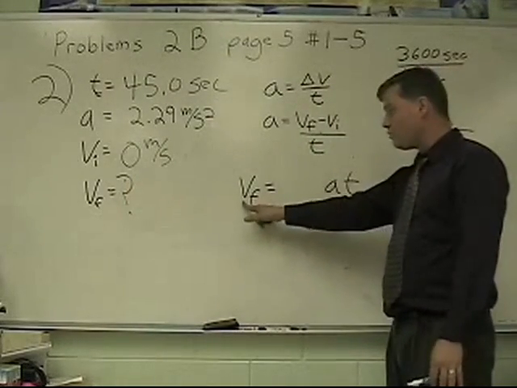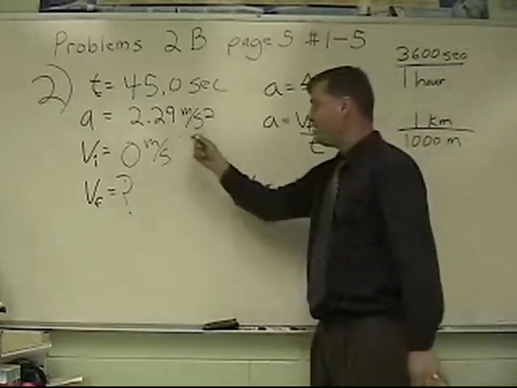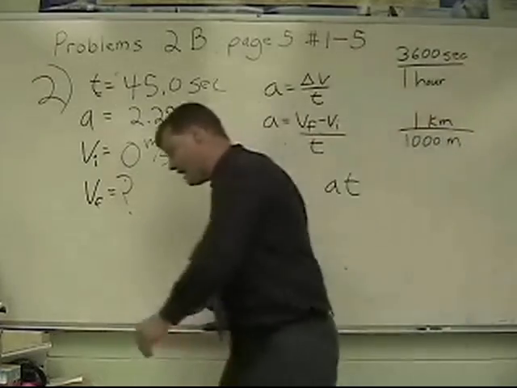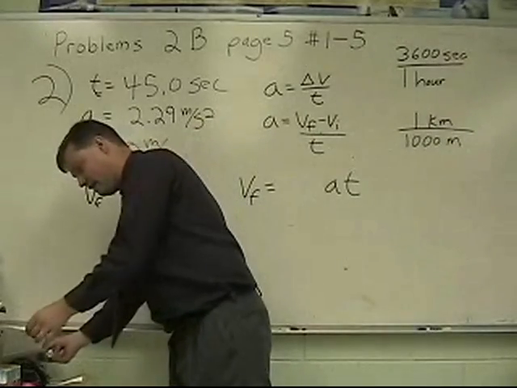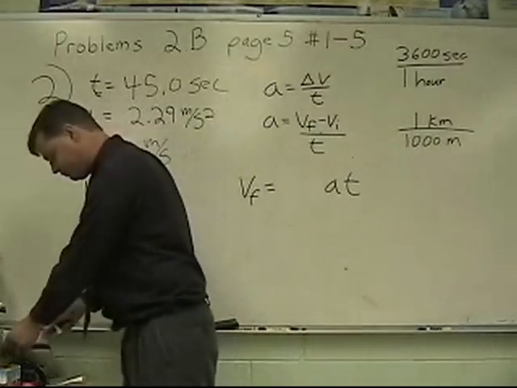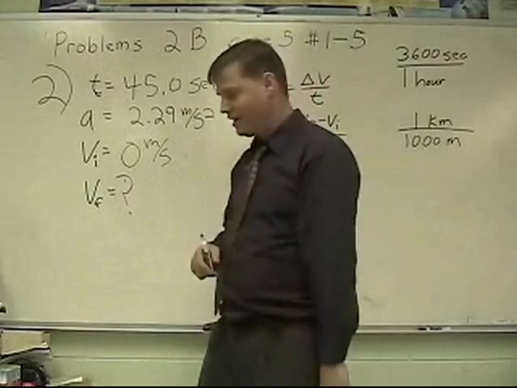Through all our algebra, our final velocity is equal to our acceleration, 2.29 meters per second squared, times our time. Put it in the calculator, work it out.